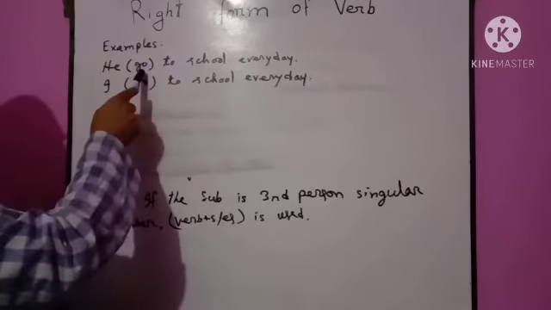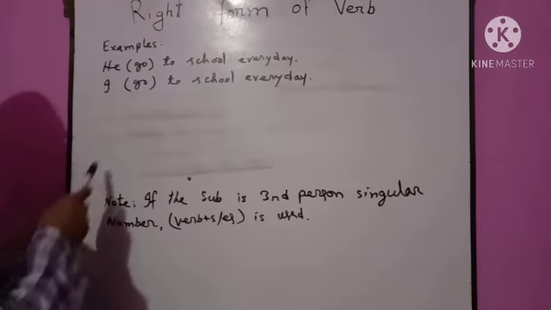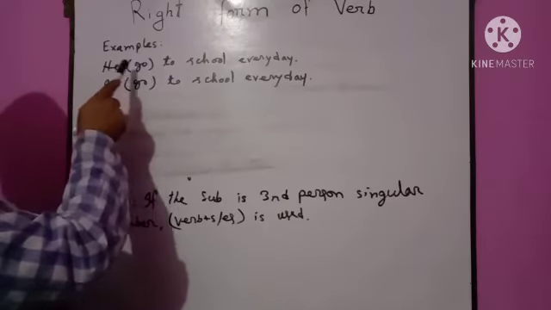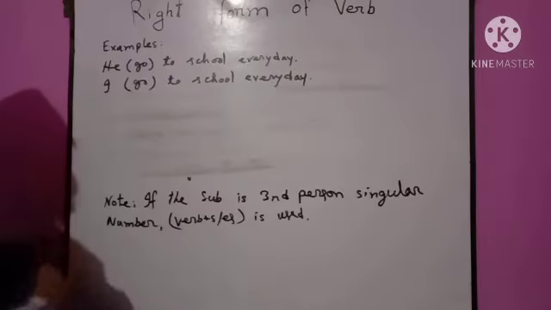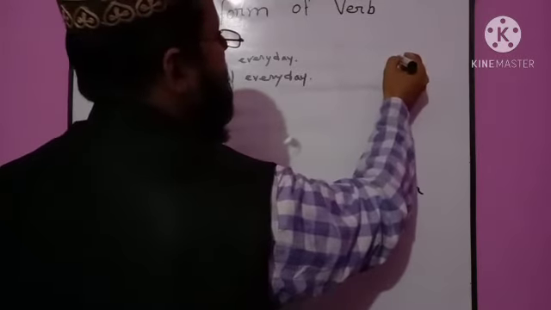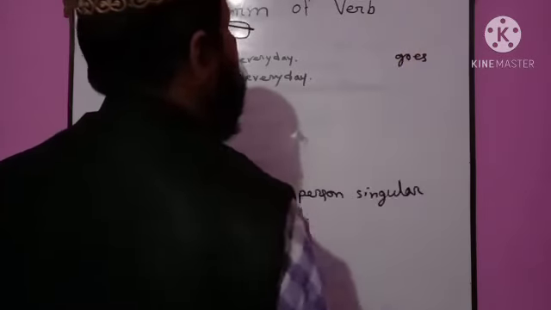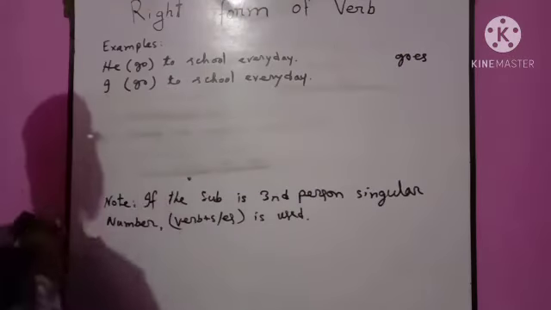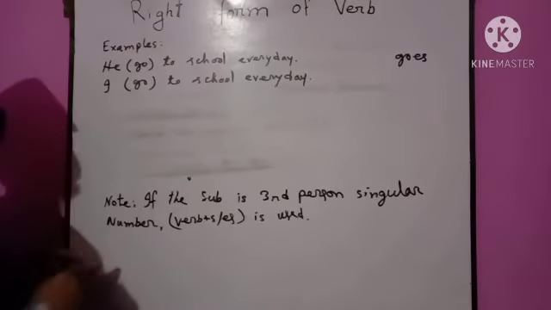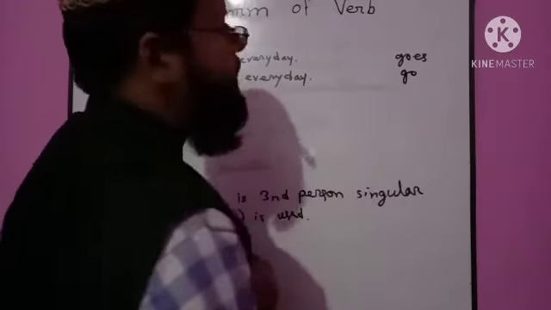So we shall use present form of the verb go. But as the subject is third person singular number, we shall use go plus s or es. Verb plus s or es. We shall use goes. But as in the second sentence, the subject is I. It is first person. So we shall use go, only go without s or es.